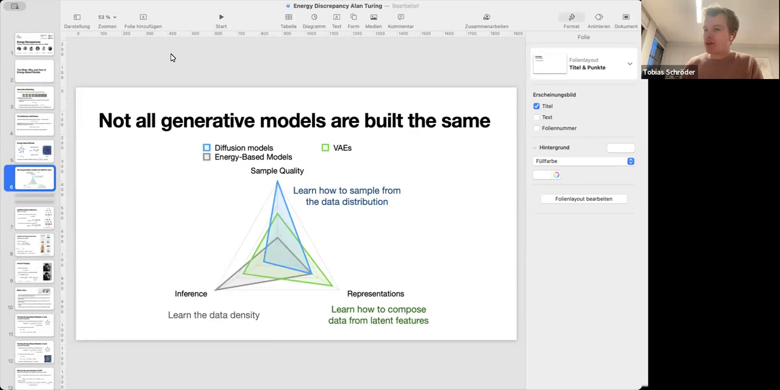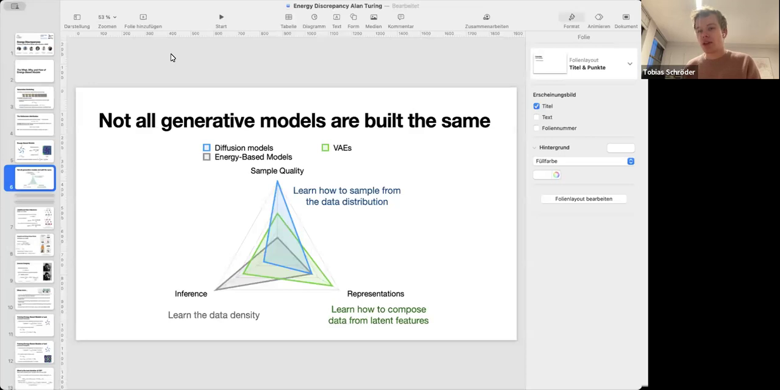So since diffusion models are so successful, I quickly want to highlight why they are not the only generative model you should be interested in. Because these different types of models have different qualities. Diffusion models really learn how to sample from the data distribution, but they don't give you information about the data density explicitly. So if you're interested in high quality AI generated images, then a diffusion model will work well.